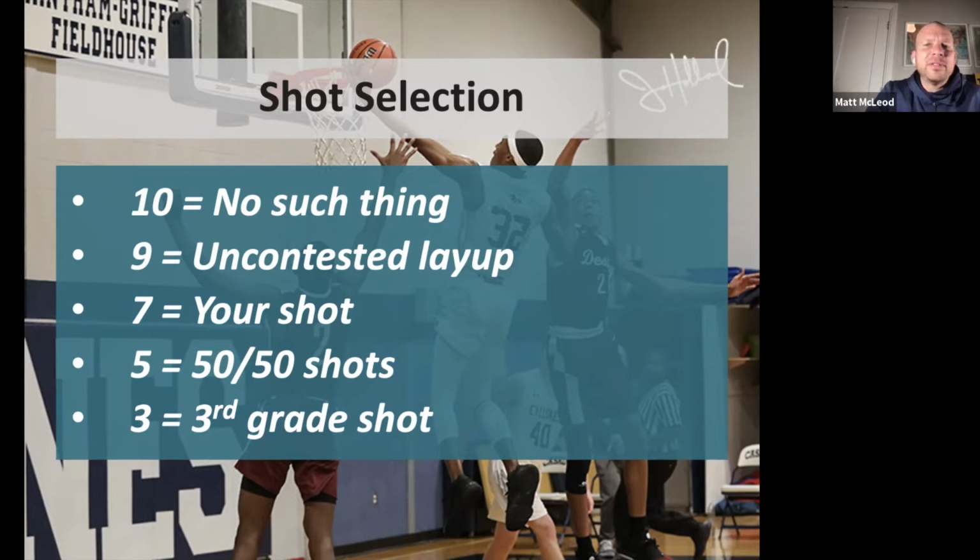A 50 would be a 50-50 shot. If you're coaching with a shot clock, you're probably going to take more 50-50 shots. At the high school level, there's less 50-50 shots we have to take. We have no shot clock. And 3s are just the terrible shots. Those little third grade shots that parents are like, shoot it, every time you watch your third grade team play.